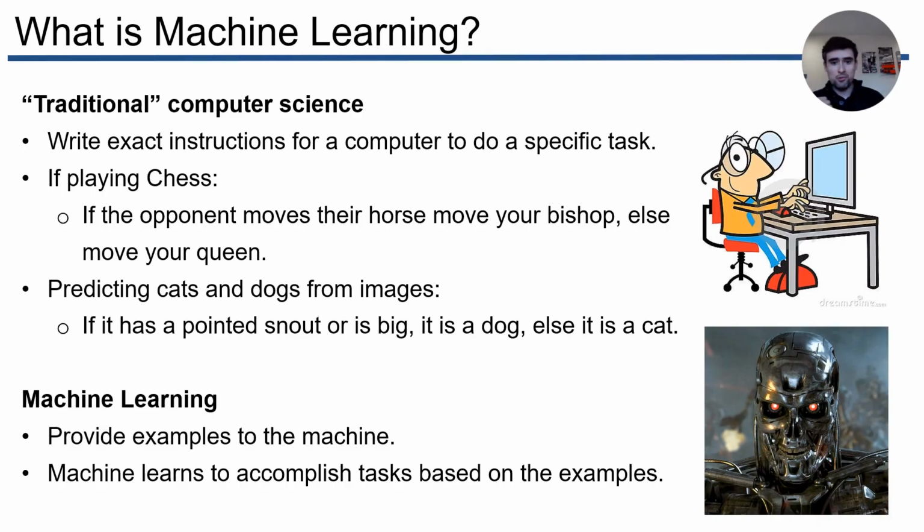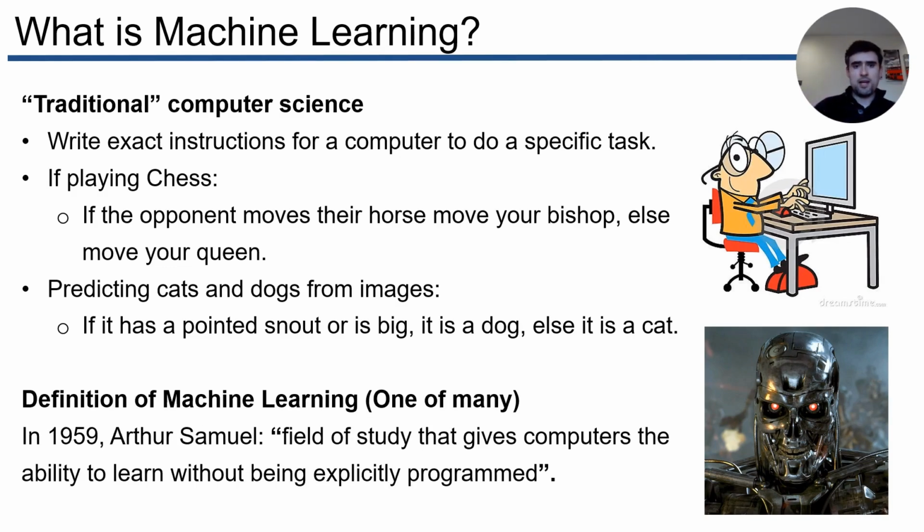Now, if you want to go more into the new and modern machine learning, the idea is that here we provide examples. So we provide examples of what are cats, what are dogs, and then we expect that when we give a new picture of a cat or a dog, the computer would be able to, based on the training data that it got, extract the features on its own and tell you if it's a cat or a dog. So basically machine learning would accomplish tasks based on examples.